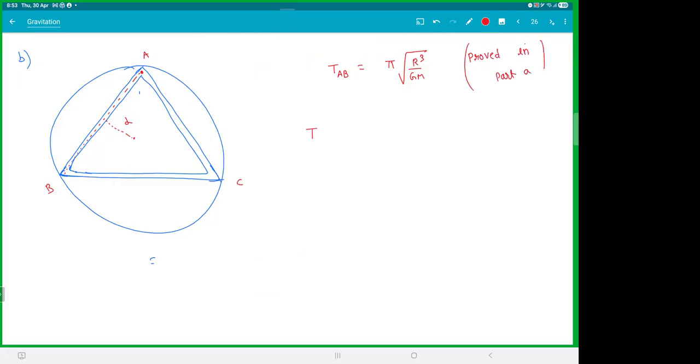So you're done. You want to find the time from A to B, that is one chord, plus B to C, that is the second chord, C to A, that is the third chord. So this is simply 3 times pi root over r cube by GM.